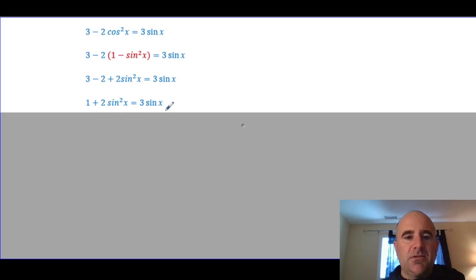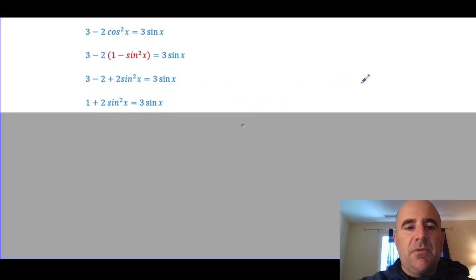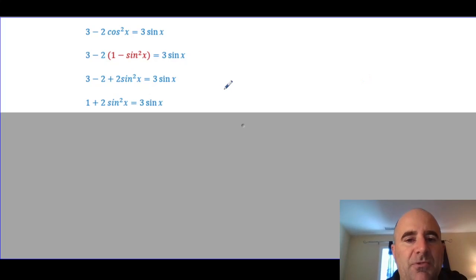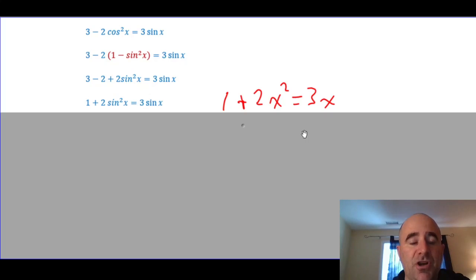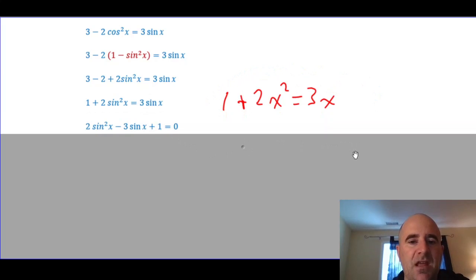Now I've got this sort of mess of a sine squared x, a sine x, and a 1. The one thing you need to remember is that it's almost helpful to see this as 1 plus 2x squared equals 3x. Yes, it's a trigonometric equation, but it behaves like a quadratic, in this case a trinomial. If you see it that way, it helps you realize that setting it to 0 is probably the best thing to do here. And then see if you can factor, or if you can't factor, you could use the quadratic formula to solve for sine x.